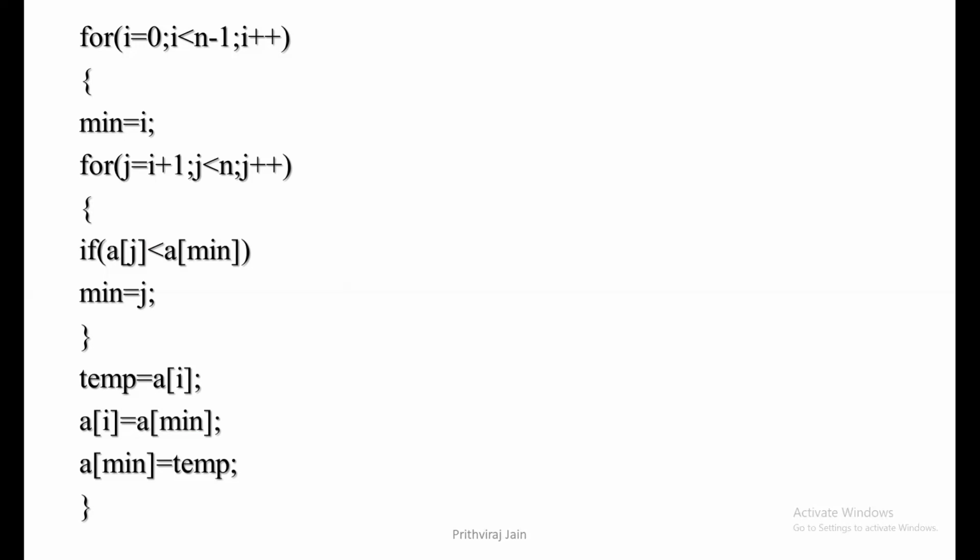Then after that, we'll find one element as the minimum. Then in the remaining last three statements, for swapping purposes, we are using a temporary variable to swap the elements. So a of i is swapped with a of min. So this is how we can write the function of selection sort.